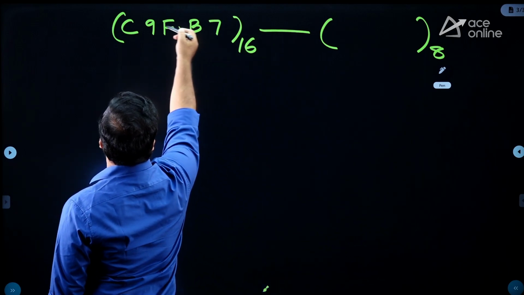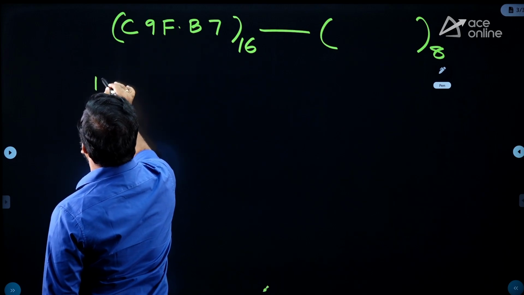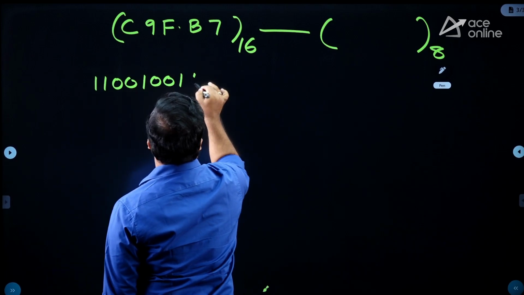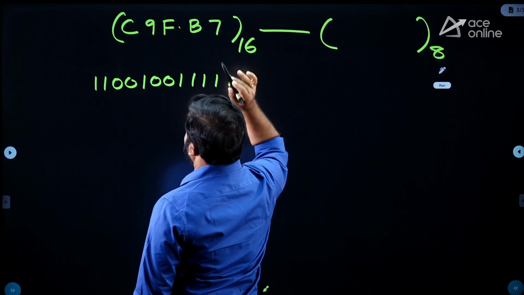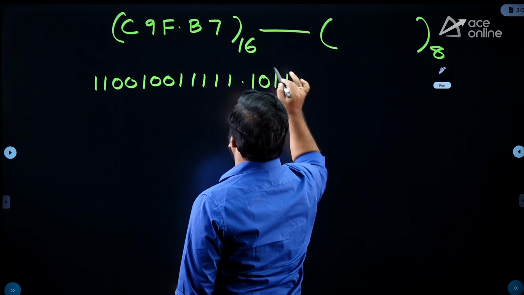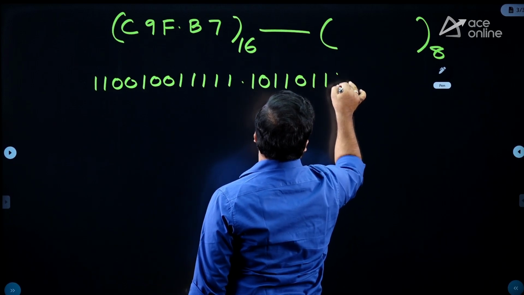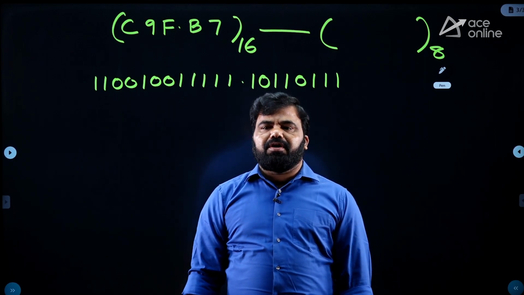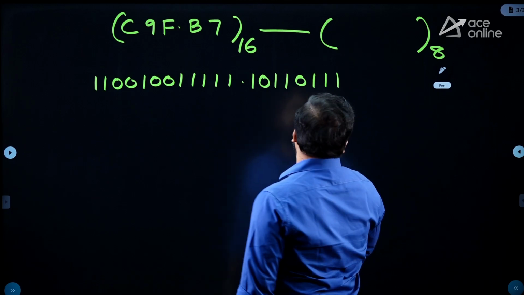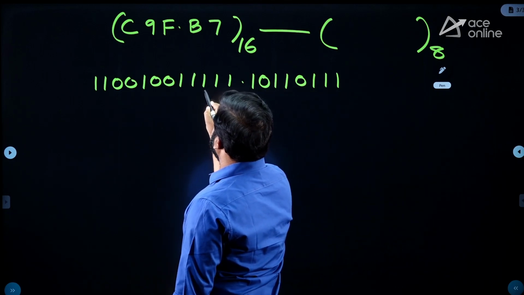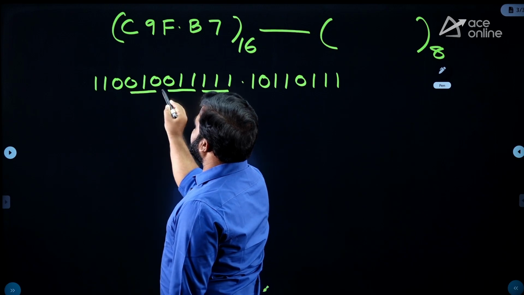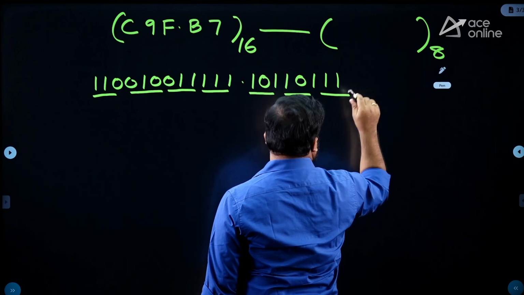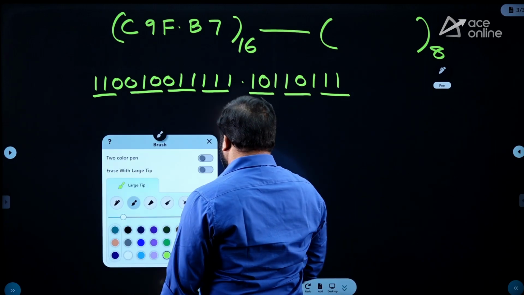So what we can do now: hexadecimal to binary. C is 1100, 9 is 1001, F is 1111, B is 1011, and 7 is 0111. It is the binary equivalent of the given hexadecimal. Now you want to get the octal equivalent. For that we need to group 3, 3, 3 and again 3 here. Then 3, 3 and again append a 0 here.